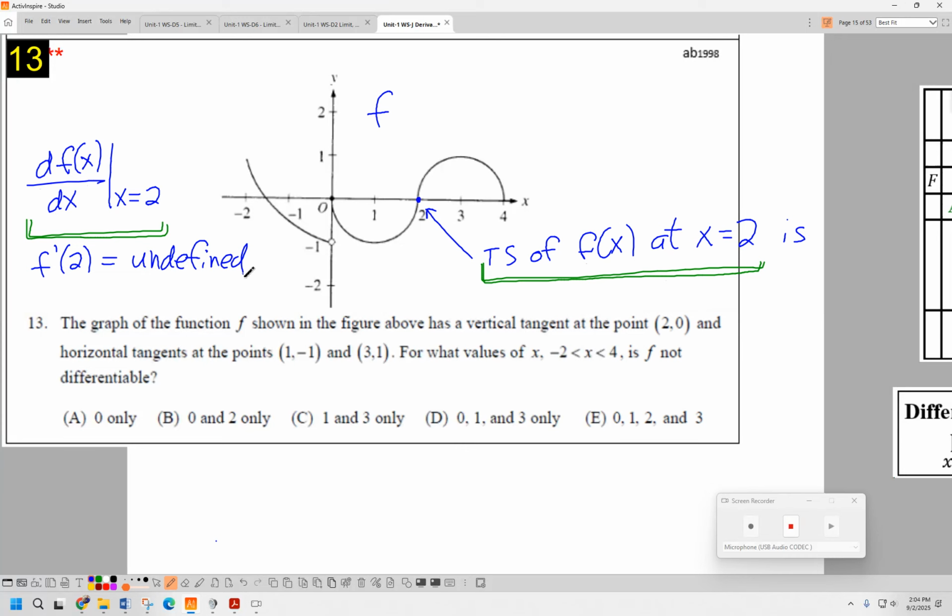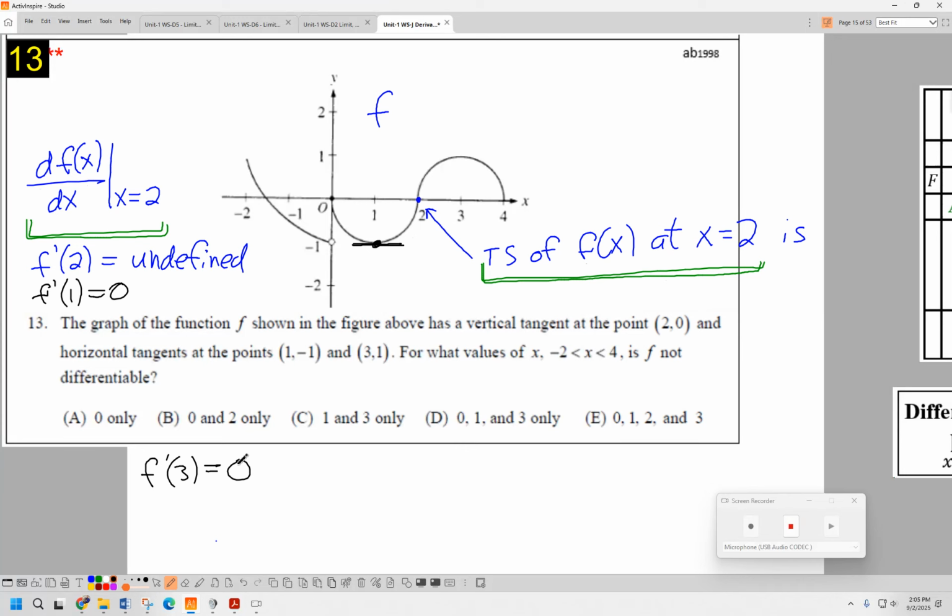Horizontal tangents at x equals 1 and x equals 3, excuse me, right here. Hands up. What does horizontal tangent mean? Half of you. It's going to tell you. Slope is 0. Slope is 0, 2 points if you knew. So you could write that as this. F prime at x equal 1 is 0. And you could write f prime at x equal 3 is 0. That's what horizontal tangent means.